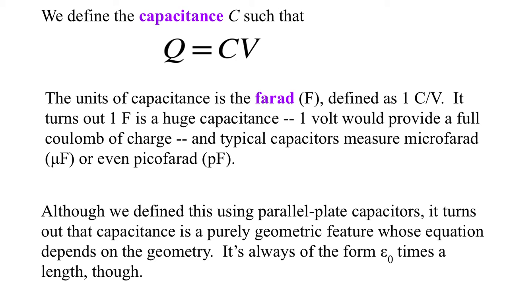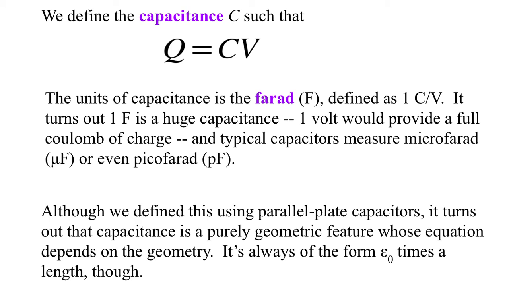The unit of capacitance is the farad, named after Michael Faraday and symbolized by the letter F, which is defined as 1 coulomb per volt. But it turns out that 1 farad is a huge capacitance, like way too big. A single volt would provide a full coulomb of charge, meaning if you were trying to hook one of these things up to even a standard D-cell battery, you'd get a coulomb of charge on the capacitor, which almost certainly causes it to break apart. So typical capacitors are measured in microfarads or sometimes even picofarads.